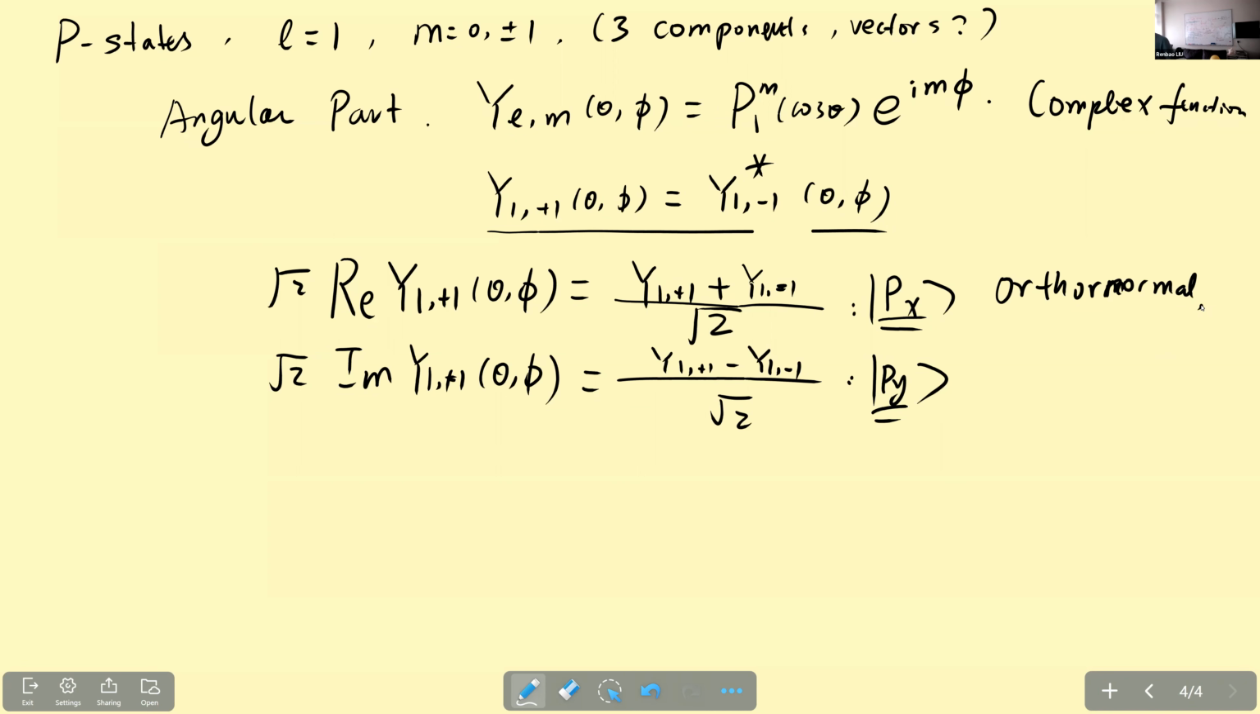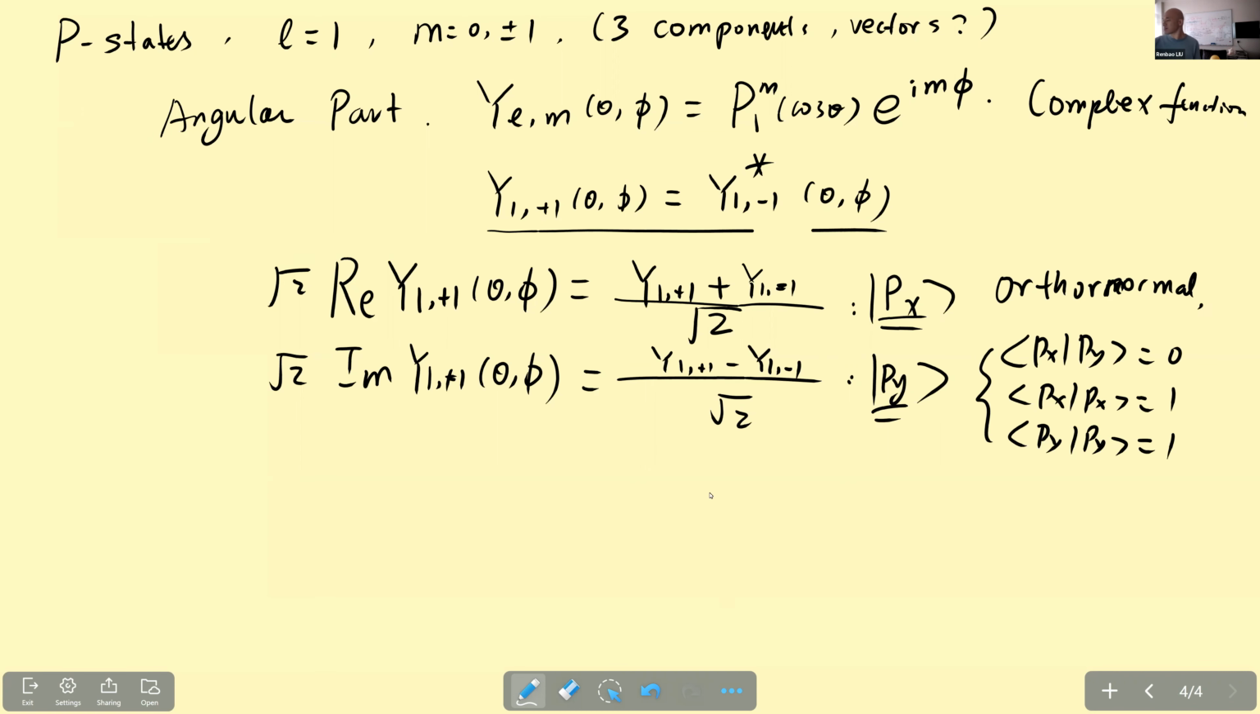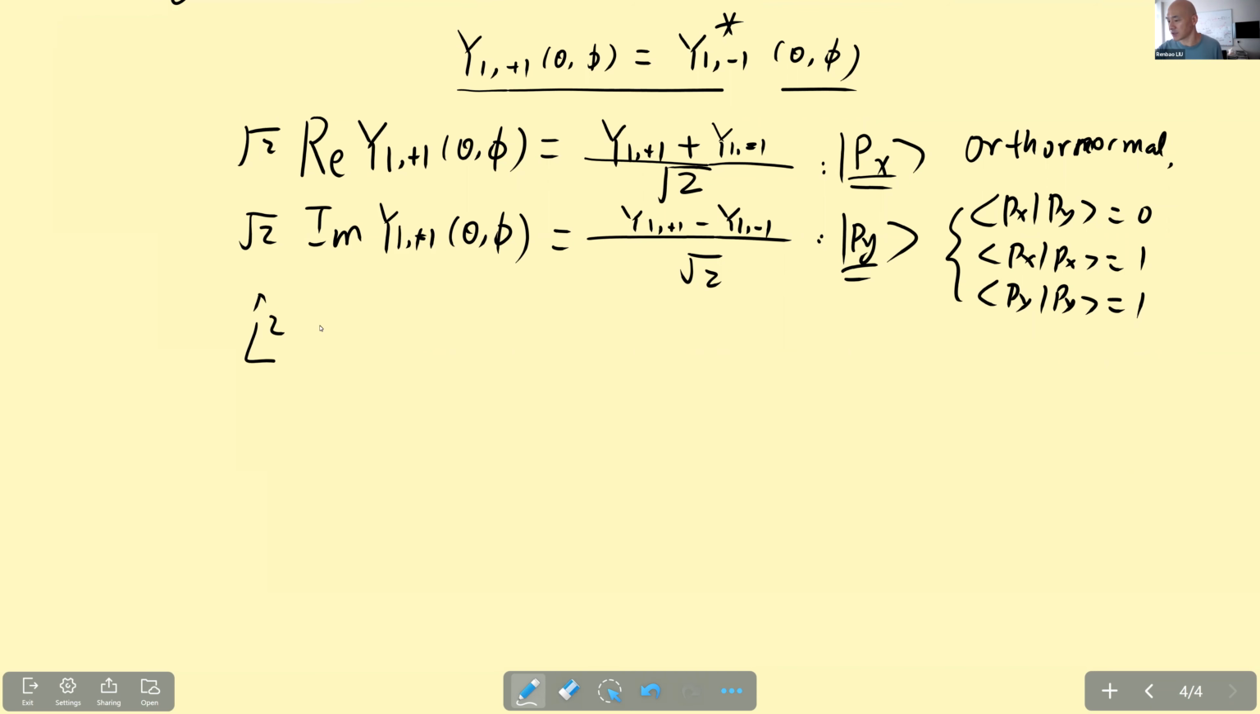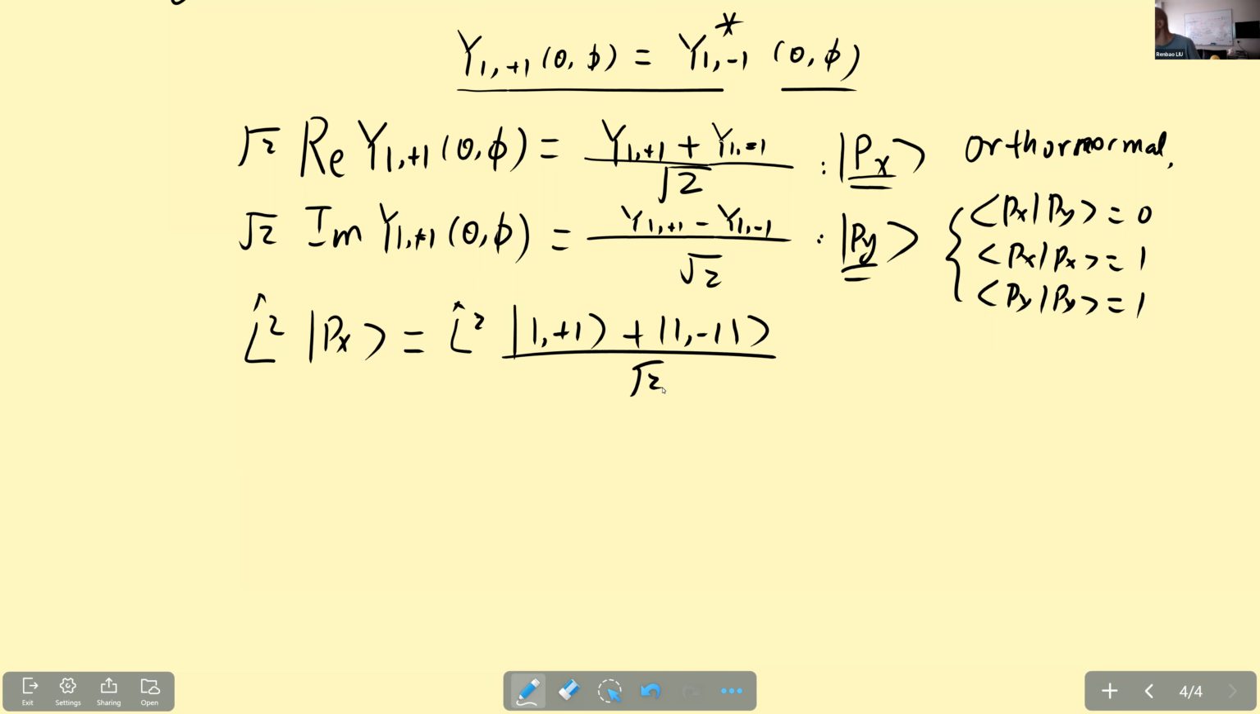That means you have <px|py> equals 0, and <px|px> equals 1, and <py|py> equals 1. Okay, you can check this. So that's one thing. Secondly, if we put L squared acting on this px, you can see that this is basically equal to (|1,1> + |1,-1>) divided by square root of 2, right?